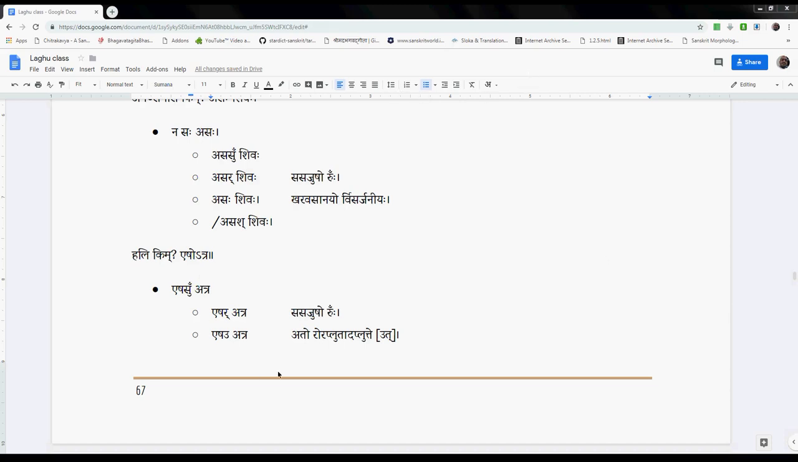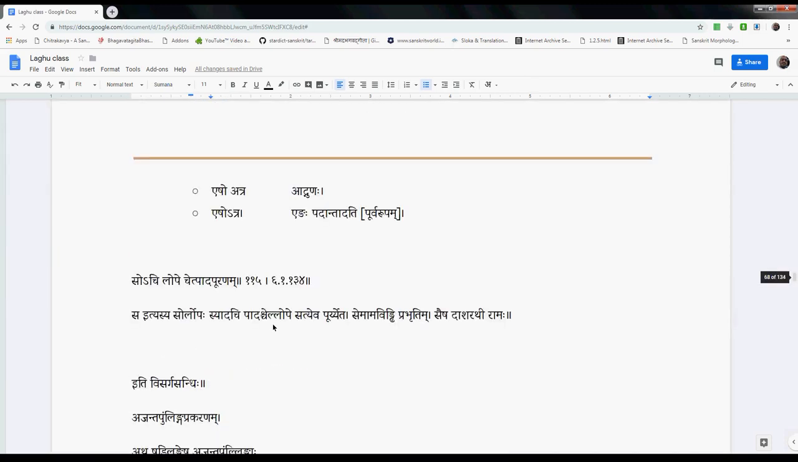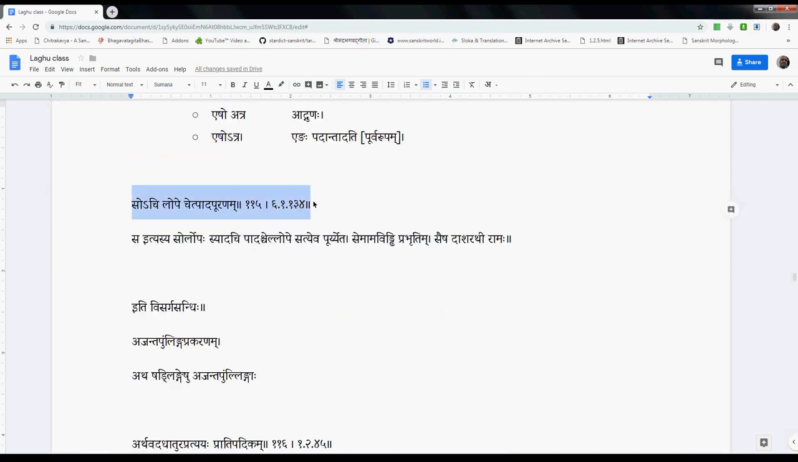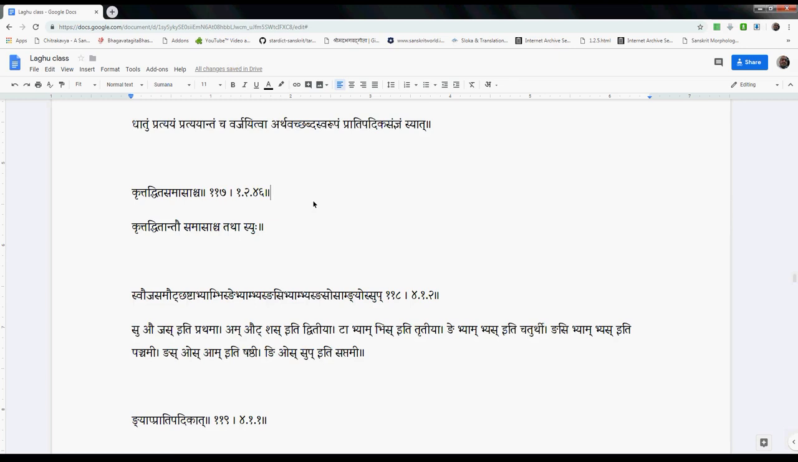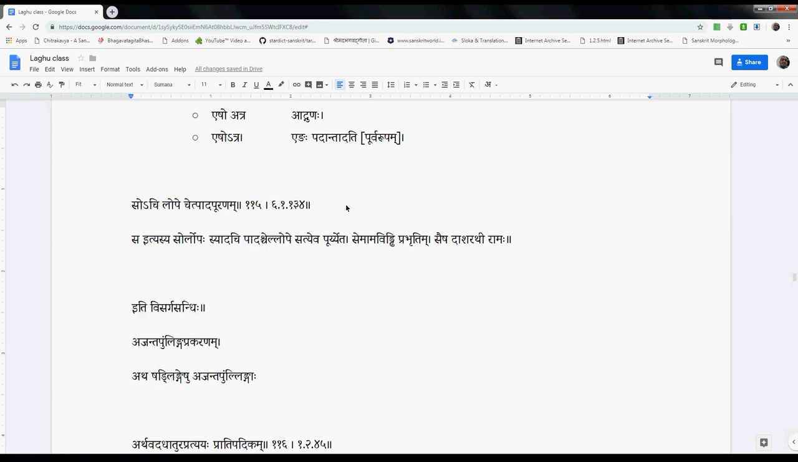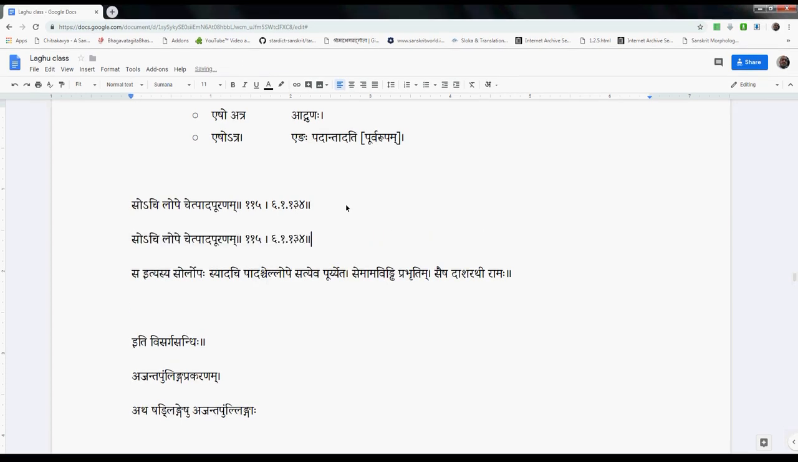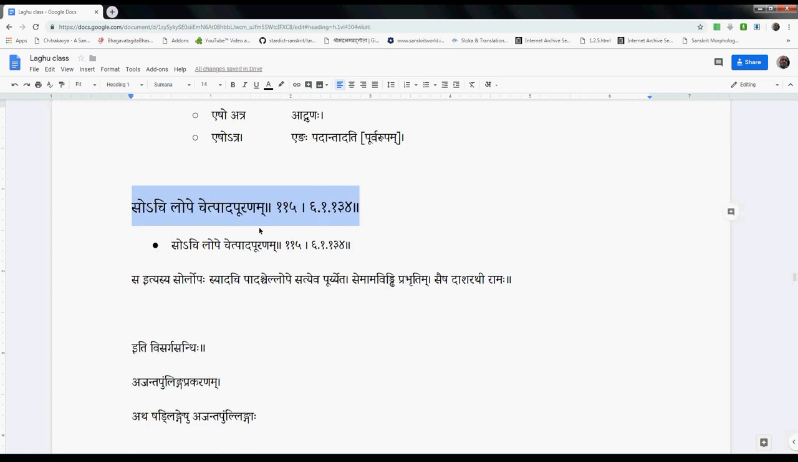Okay, just vanished. Okay, so that is this sutra, Eshotra. The next sutra, the last sutra in the Visarga Prakaranam, is Sochi Lope Chet Pada Puranam.